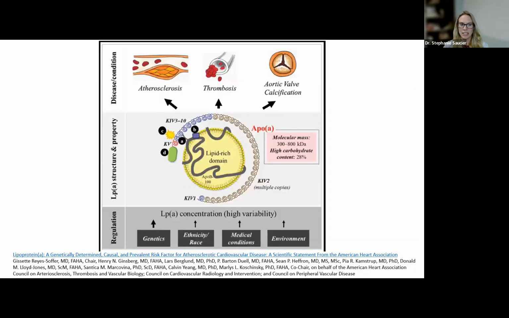And as you can see, there's the regulation of lipoprotein A, or Lp(a). There's a lot of variability. So genetics plays the biggest role, and we're going to talk more about that. Ethnicity and race, medical conditions, environment, all of these things play a role in how much Lp(a) is actually present in the body. And then the Lp(a) leads to atherosclerosis, thrombosis, and then aortic valve calcification. Again, we're going to be talking about all of these in more detail as we go on.